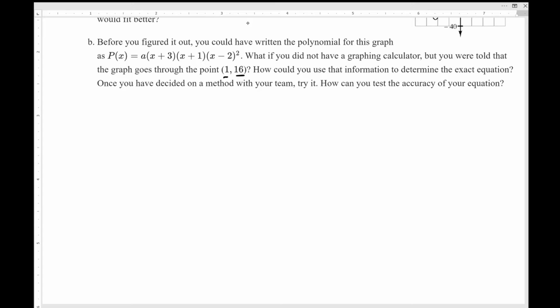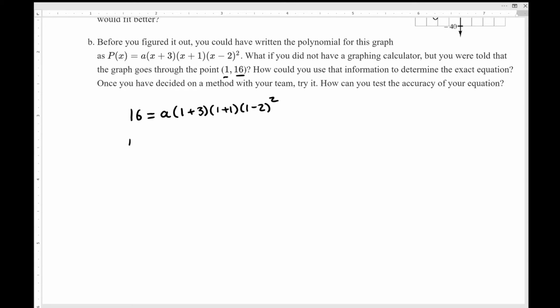So when x is 1, y is 16. That's what that point says. So let me replace the p of x with 16, and then I will have my a. X will be replaced with 1 because of that right there. So let's replace this with 1 plus 3 times 1 plus 1 times 1 minus 1 squared.